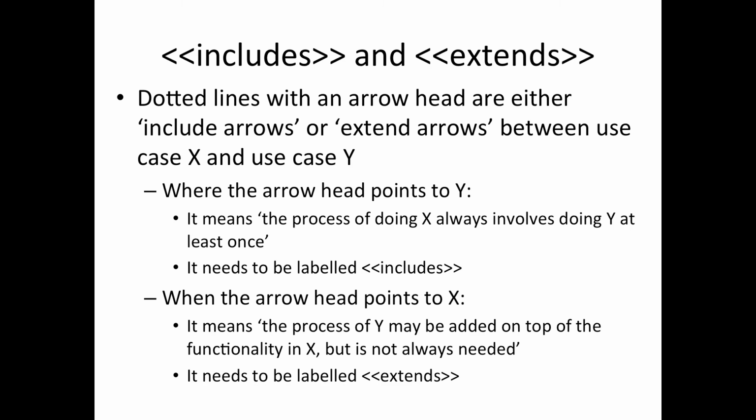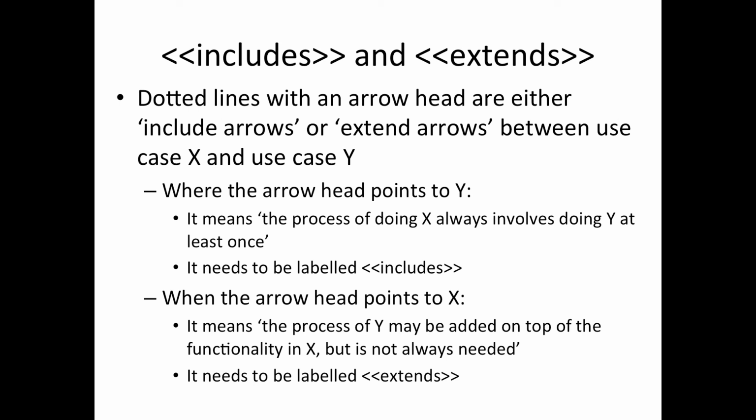Alright, here's where it gets a bit tricky, but hopefully we'll illustrate this with some example. So includes and extends. Dotted lines with an arrow head are either include arrows or extend arrows between use case X and use case Y. Where an arrowhead points to Y, it means that the process of doing X always involves doing Y at least once. It needs to be labelled to include.